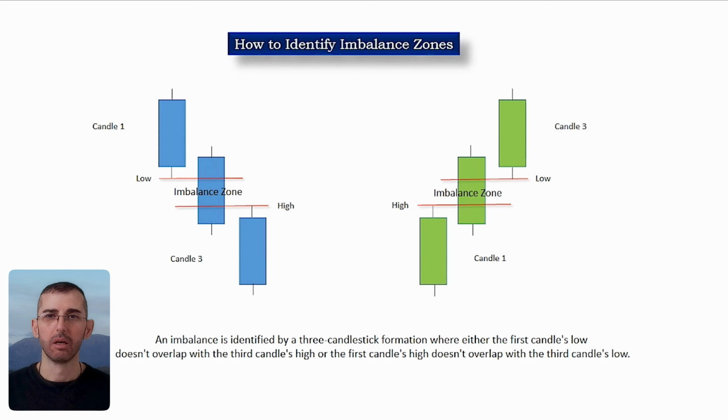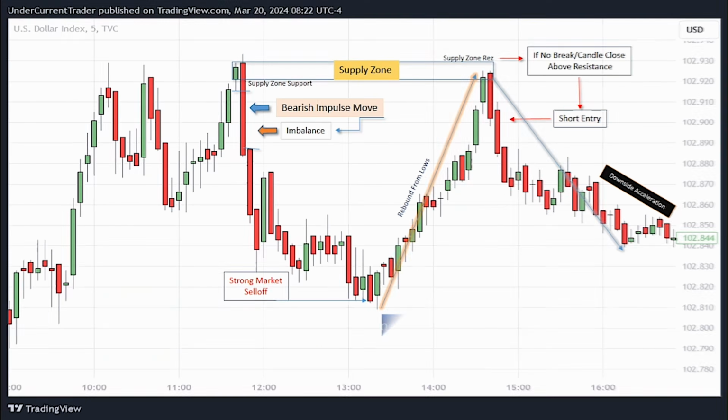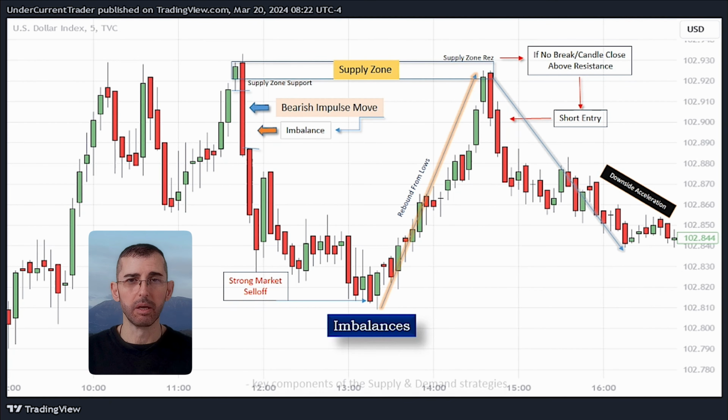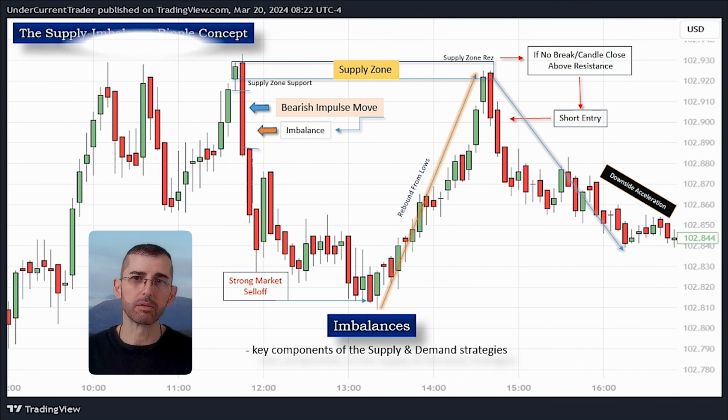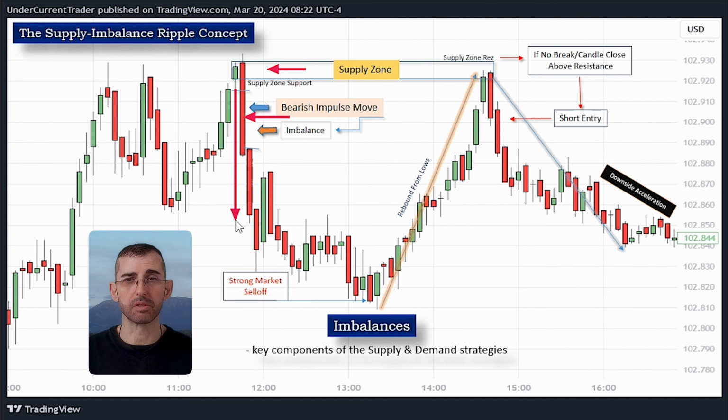So if you hear someone saying, well, this inefficiency is so and so, basically they are simply referring to an imbalance zone. Now, although imbalance zones and supply and demand zones are not the same, they are often seen as key components of the supply or demand imbalance ripple strategies. The concept is basically based on the idea of locating, in this case, a supply zone marked by an impulse move and price acceleration to the downside that creates an imbalance zone.